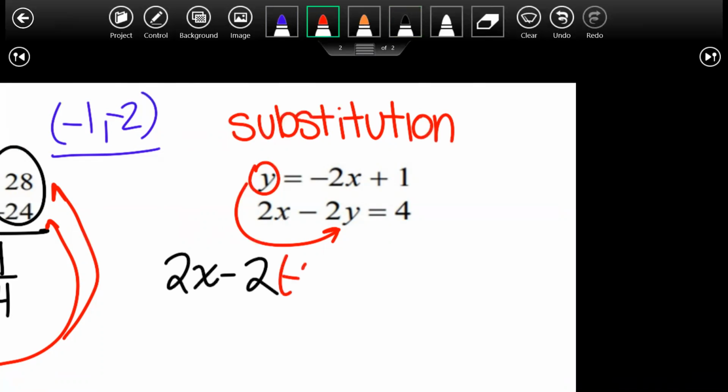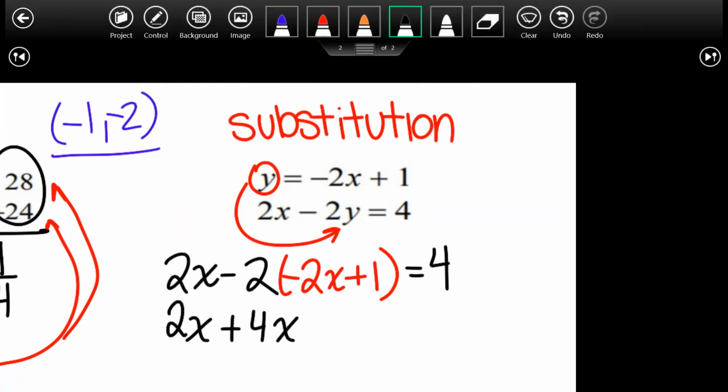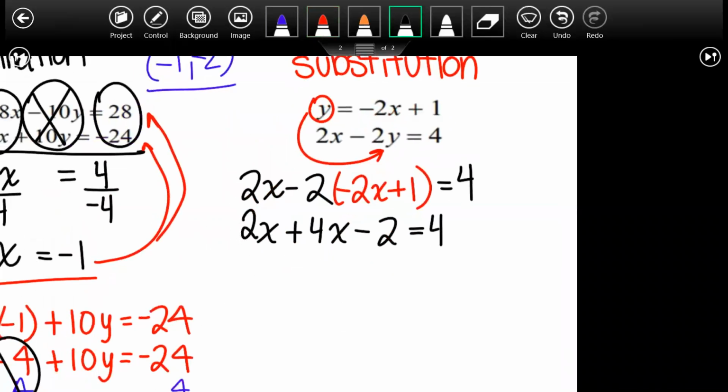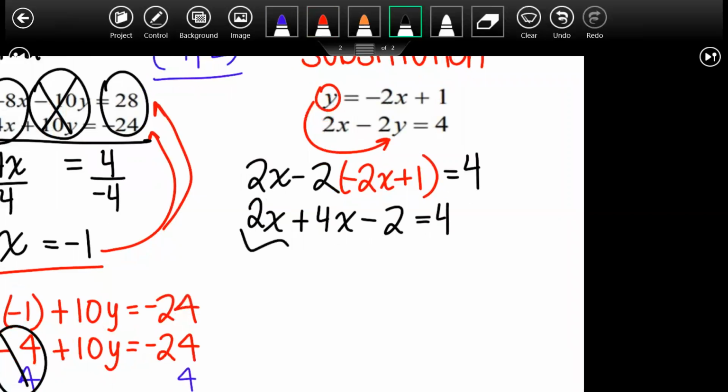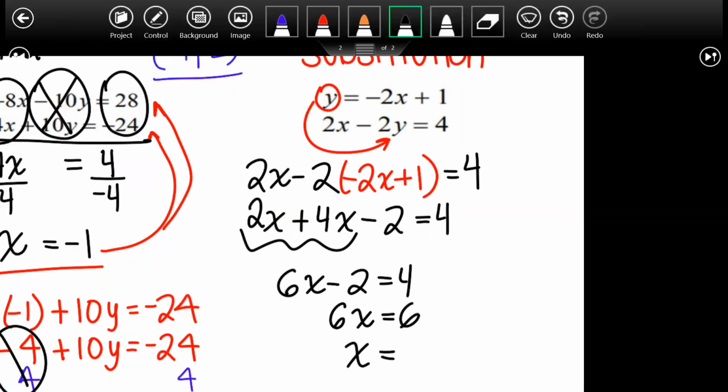Plug in at y. Now what I'm going to do is just solve for x. Multi-step type of problem. 2x plus 4x minus 2 is equal to 4. We're going to combine like terms. 6x minus 4 is equal to 4. We're going to add 2. Divide out by 6.